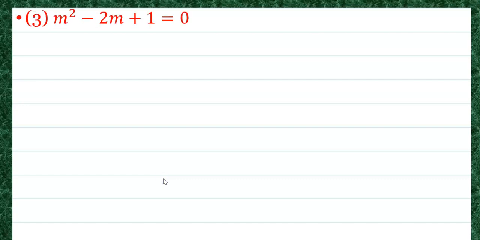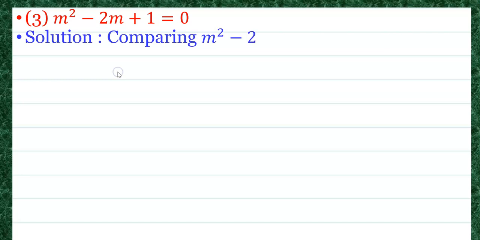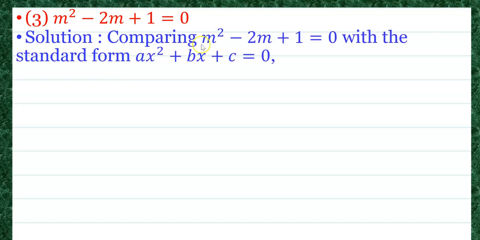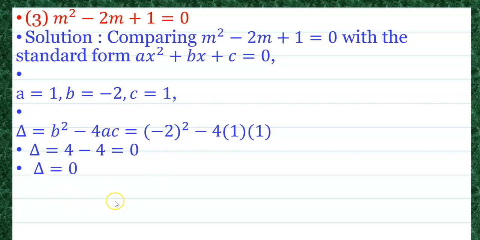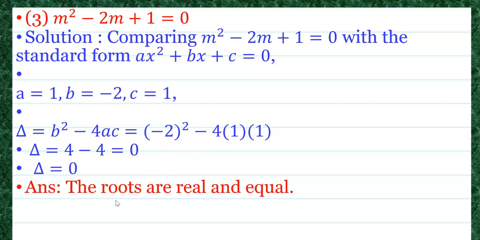Next, m² − 2m + 1 = 0. Solution. Comparing with the standard form ax² + bx + c = 0, a is 1, b is −2, c is 1. Delta is b² − 4ac, which is (−2)² − 4 into 1 into 1. (−2) squared is 4, 4 − 4 is 0. Delta is equal to 0, which means the roots are real and equal. This is a perfect square, (m − 1)² = 0. Roots are real and equal.